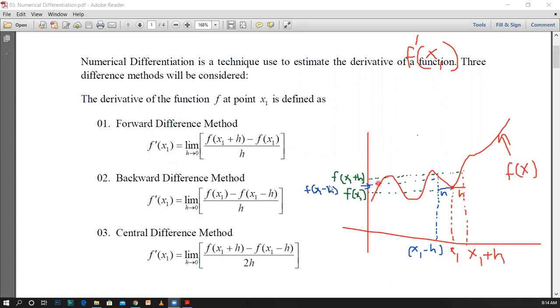Then we have to identify the values associated with these points for the function f(x). If you consider those values, they would be f(x1 - h) and f(x1 + h) respectively. Therefore, now you know the function values for these 2 points, and you can use this as the central differencing method. We can define the derivative of function f at the point x1 as the limit as h goes to 0 of [f(x1 + h) - f(x1 - h)] divided by 2 times h.